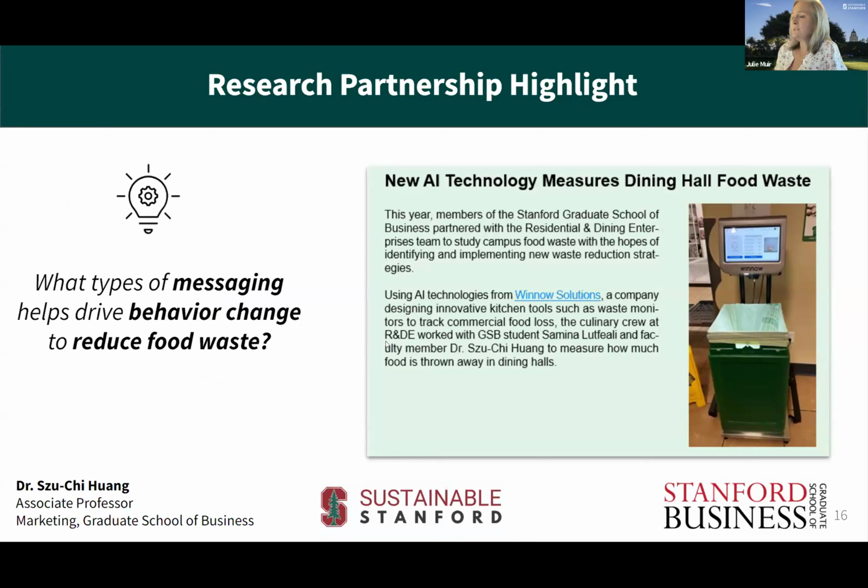Another thing that we worked on with this same professor is what types of messaging help drive behavior change to reduce food waste specifically. We have a project right now using Winnow Solutions to measure the food waste that we have in our dining halls. And again, this is an ongoing research project. We're able to collect this data through our operations and then funnel that over to our researcher, who uses her own grad students to analyze the data and give us back things that we can use every day in the messaging that we reach on campus.